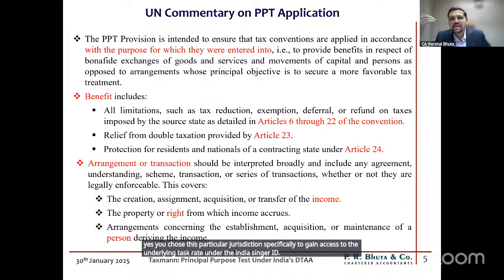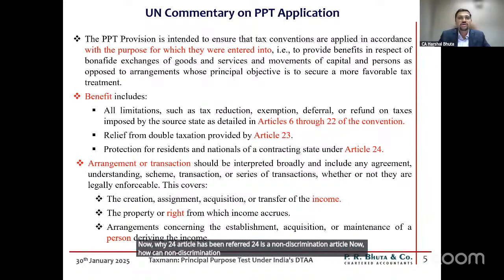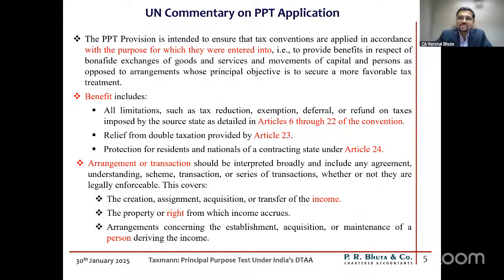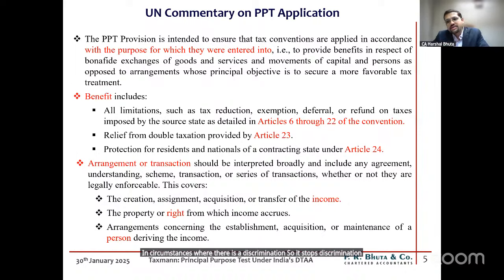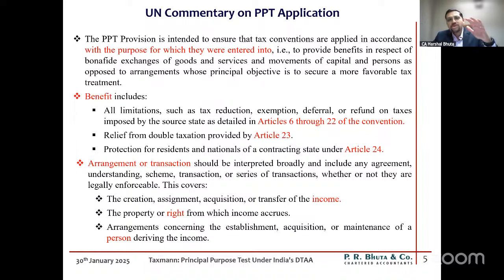Now, why Article 24 has been referred? 24 is a non-discrimination article. Now, how can non-discrimination article be ever abused? Because that is an article which actually gives you a benefit. Okay, in circumstances where there is a discrimination. So it stops discrimination either because of nationality or because of residence or etc. There will be many criteria.